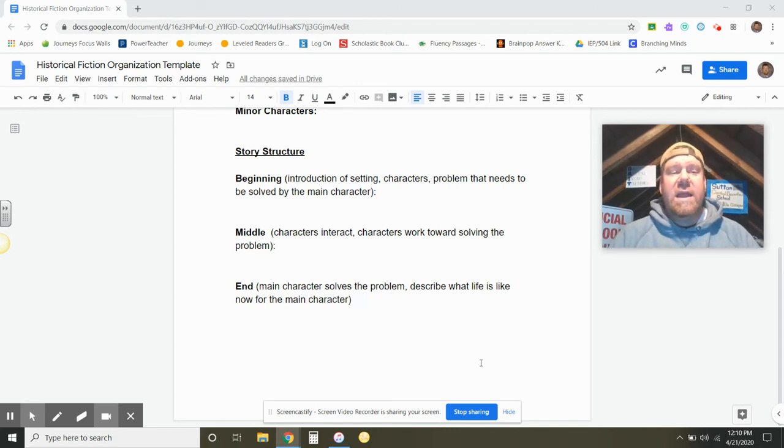Okay. So, again, may the force be with you. Enjoy this historical fiction organization template. Make sure that you have it in a tab or printed out by your side when you begin drafting tomorrow.